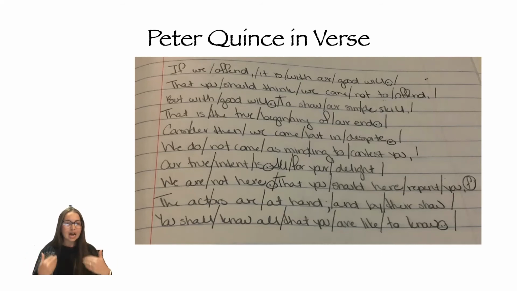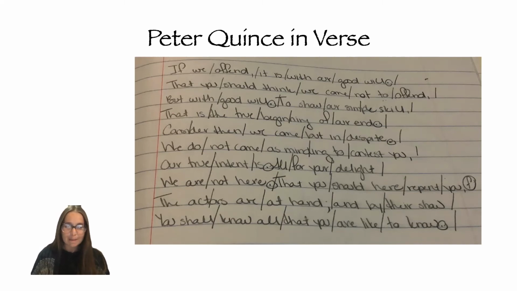And the audience can understand that about him by the clunky patterns and the seemingly random punctuation in his prologue speech. And we could spend a whole bunch of time analyzing potential variations, but let's just strictly look at the iambs and the punctuation. "If we offend, it is with our goodwill. That you should think we come not to offend, but with goodwill. To show our simple skill, that is the true beginning of our end."